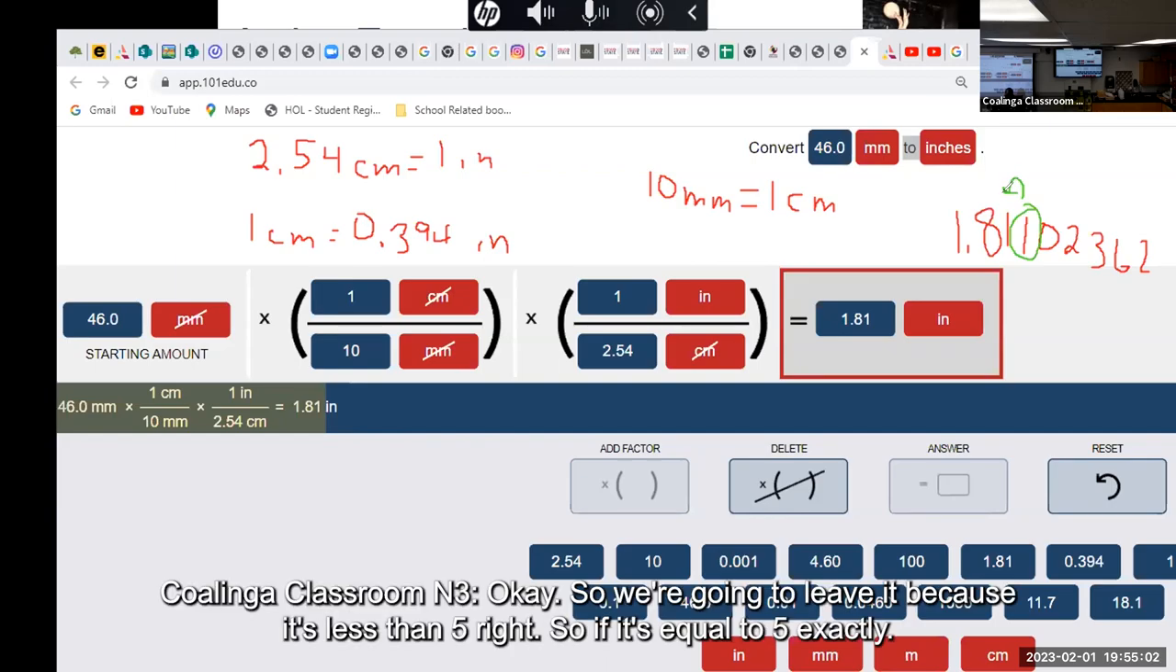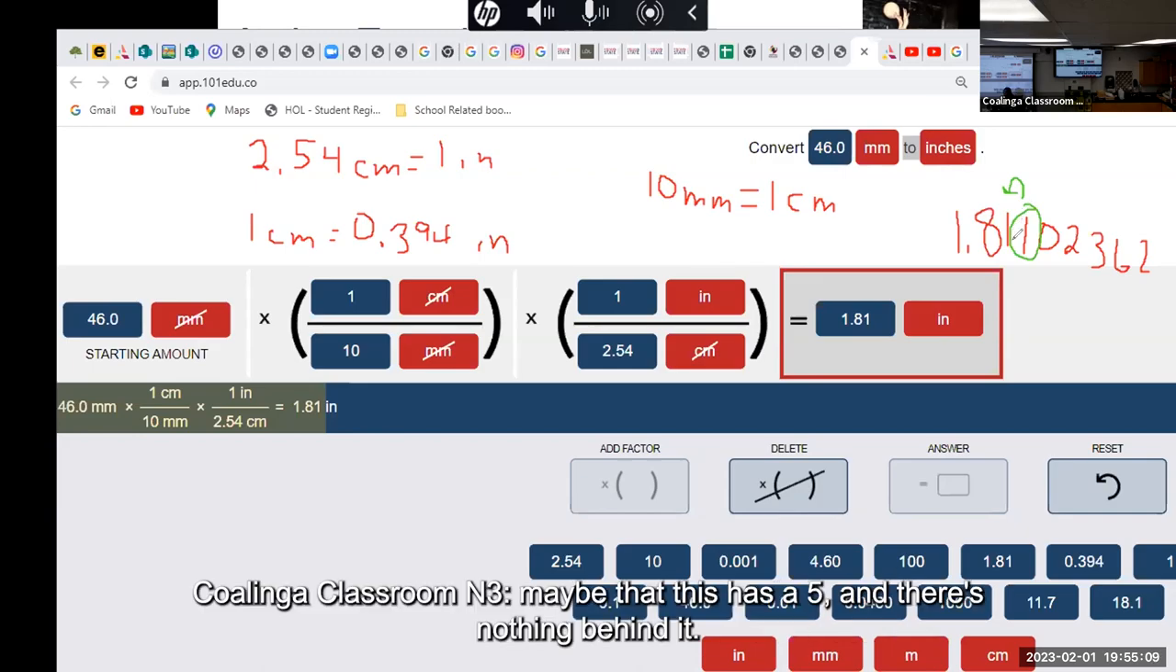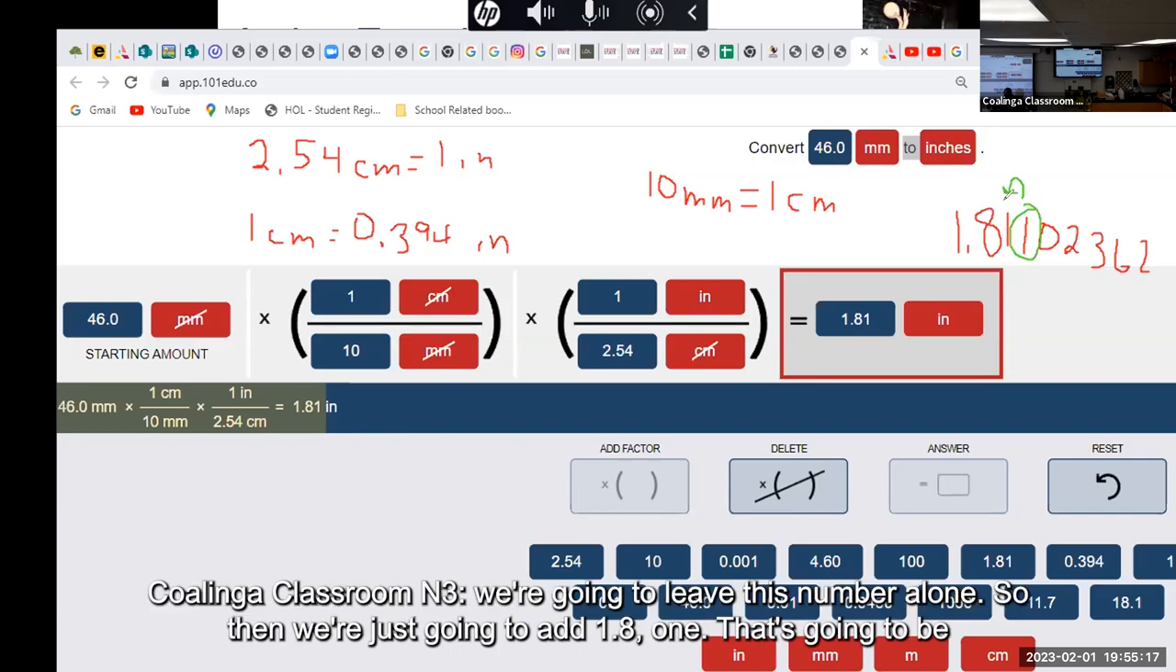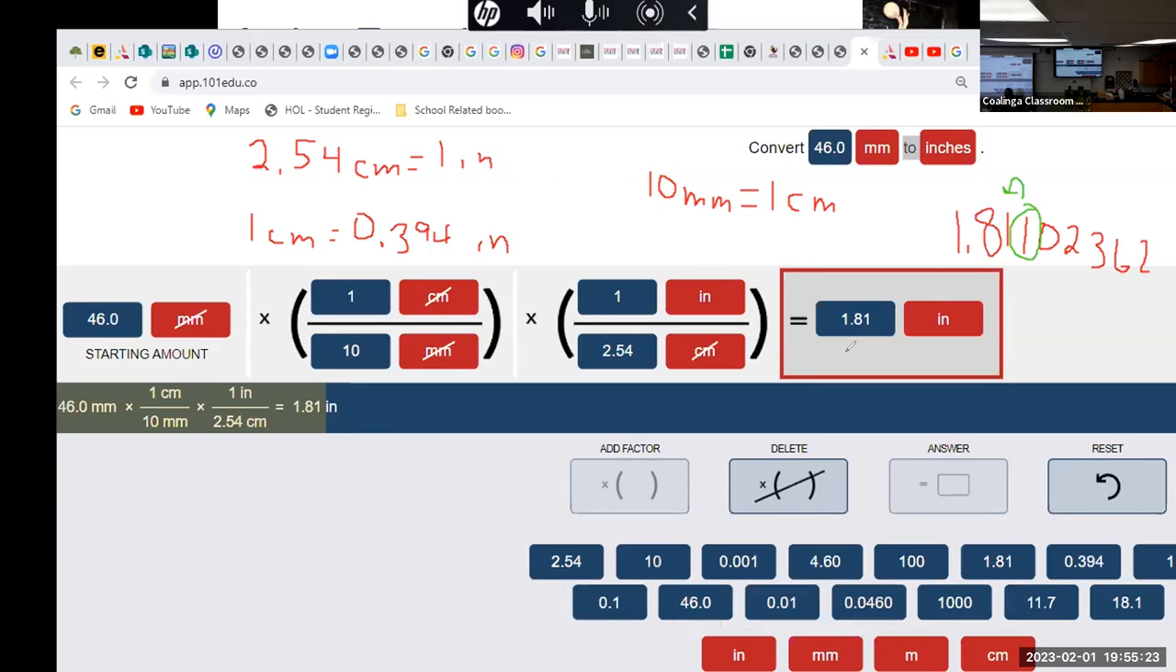Okay. So we're going to leave it because it's less than 5. If it's equal to 5 exactly, meaning that this has a 5 and there's nothing behind it, or if it's less than 5, we're going to leave this number alone. So then we're just going to have 1.81. That's going to be your answer. Okay? Questions? Concerns?